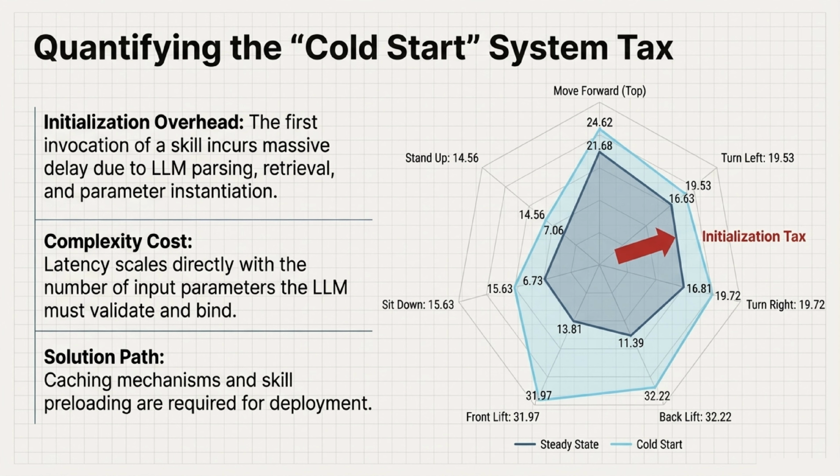Now, it's not totally perfect. Let's talk about the cold start system tax. The first time you invoke a skill, there is a massive delay, an initialization overhead caused by LLM parsing, retrieval, and parameter instantiation. As you can see on the chart, latency scales directly with the number of input parameters the LLM has to validate. Moving forward, the solution here requires caching mechanisms and skill preloading.